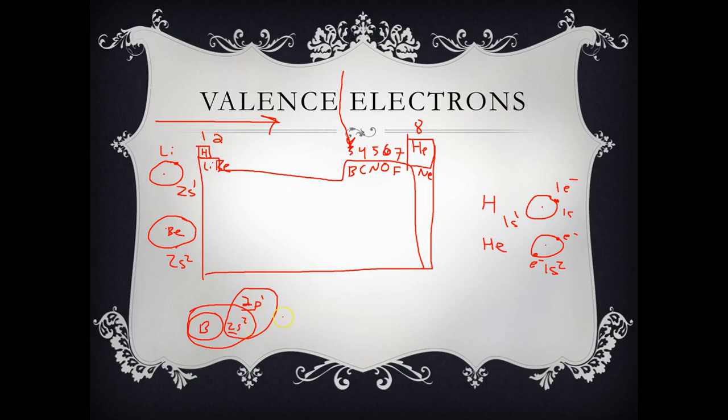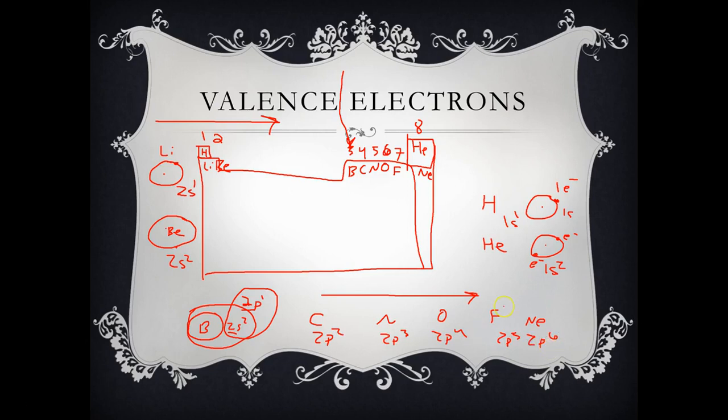And as you go from boron to carbon to nitrogen to oxygen to fluorine to neon, as you move that way on the periodic table, you are simply filling that outer shell. You have 2p1 for boron. This will be 2p2, 2p3, 2p4, all the way to 2p6. So you're filling that outer shell.